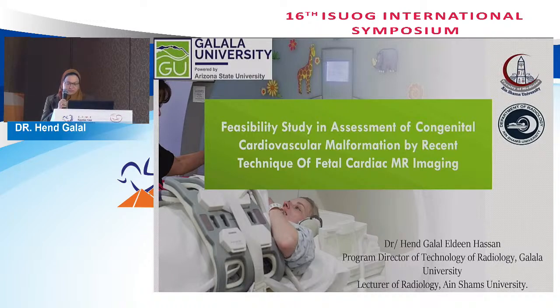Share my research work and my experience in radiological diagnosis of cardiovascular malformation and participate in this valuable conference. My research work was about a feasibility study in the assessment of congenital cardiovascular malformation by the recent technique of fetal cardiac MRI. I am Dr. Hind Jalaleddin, Program Director of the Technology and Radiology Program in Jalala University and Lecturer of Radiology in Ain Shams University.